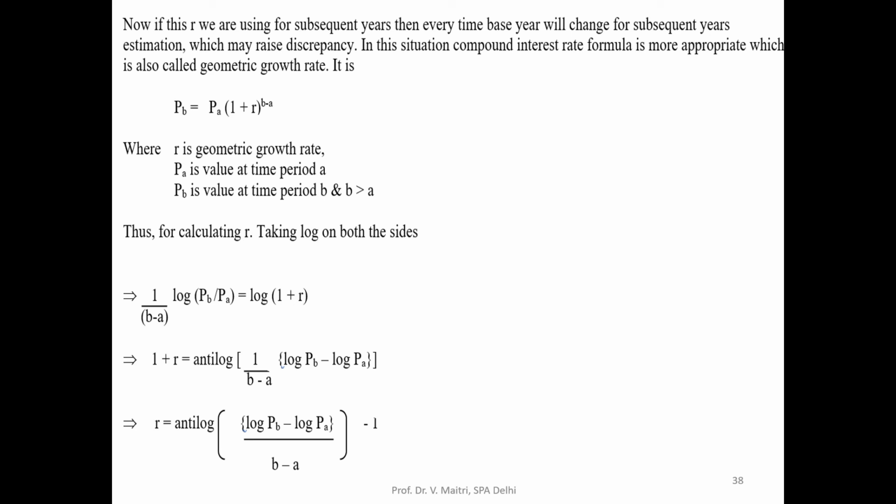So for calculating R, very simple, take the log on both sides. So what is our geometric growth rate? The previous one was the arithmetic growth rate, now it is the geometric growth rate. So R is equal to antilog of log PB minus log PA divided by B minus A, minus 1. So that's how we can compute the geometric growth rate. So simple, not a tough thing. The only thing is the understanding.